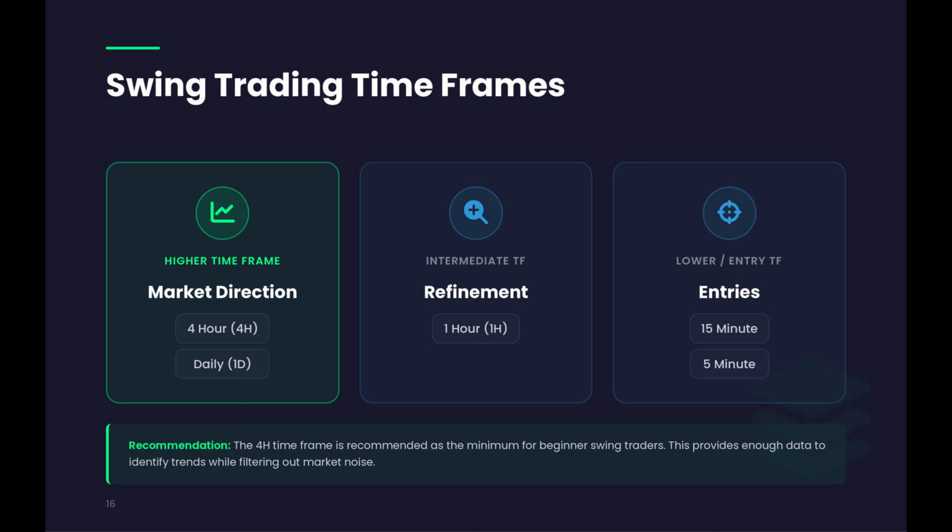So there you have it, your swing trading time frame configuration. 4-hour or daily for market direction, 1 hour for refinement, 15-minute or 5-minute for entries. A beautifully balanced system that provides comprehensive analysis without overwhelming complexity. Absolutely spot on for swing traders.